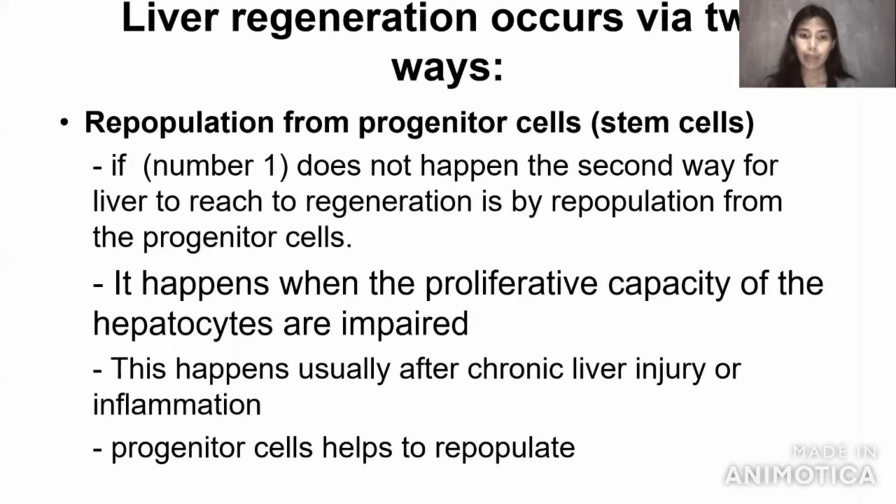So this happens when the proliferative capacity of the hepatocytes is impaired. So how does this happen? Well, this happens usually after chronic liver injury or inflammation. So if the injury is severe, this may happen. So that is where progenitor cells move in. So what is the role of these progenitor cells? Well, progenitor cells help them to repopulate.